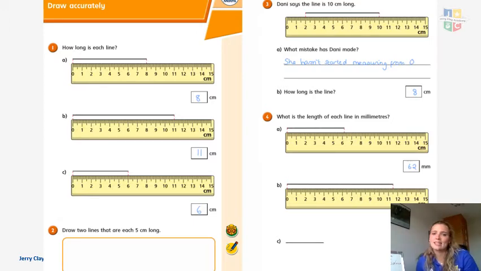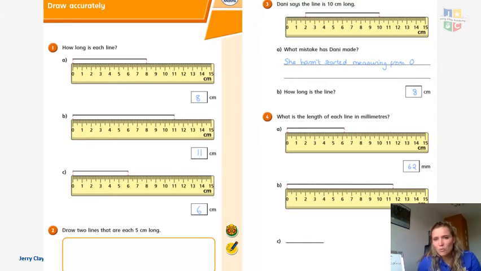Then Danny says that his line is 10 centimetres long. What is his mistake? So, or her mistake, sorry. So you could say that she hasn't started from 0. She started from 2, so it would only be 8 centimetres long.